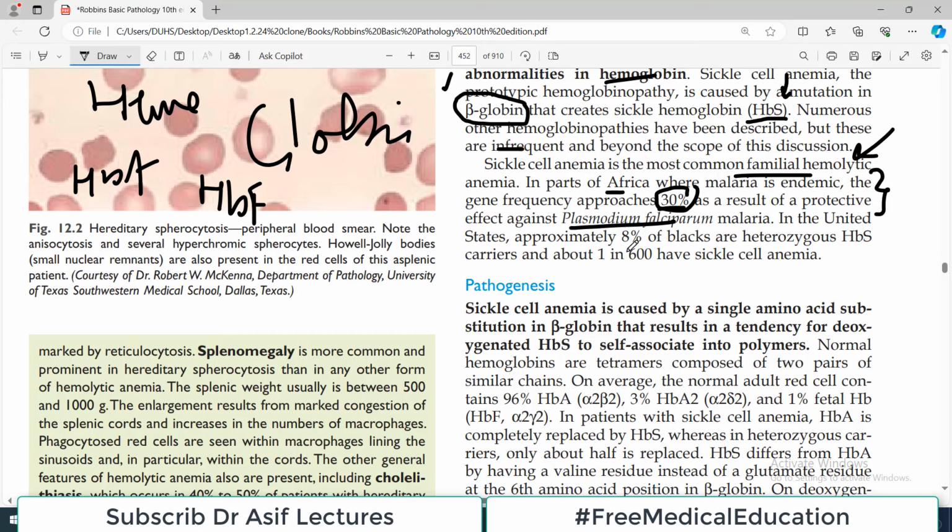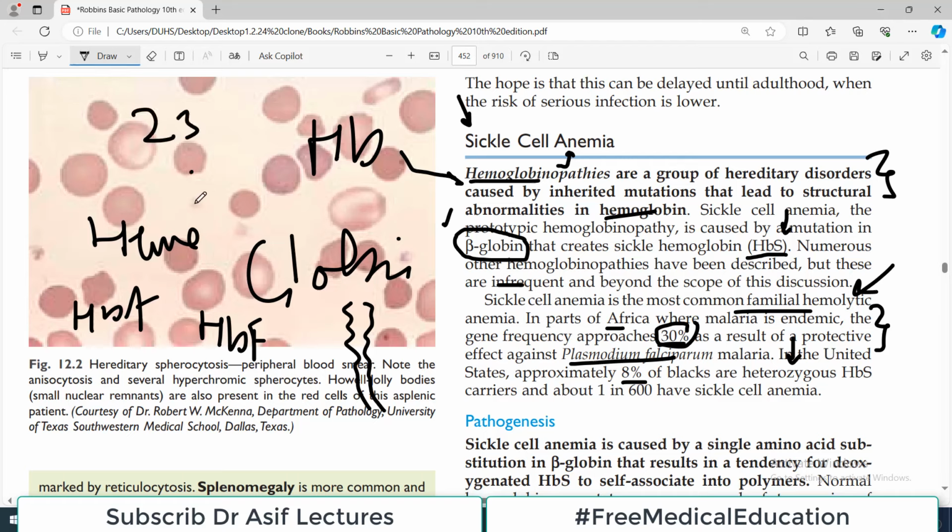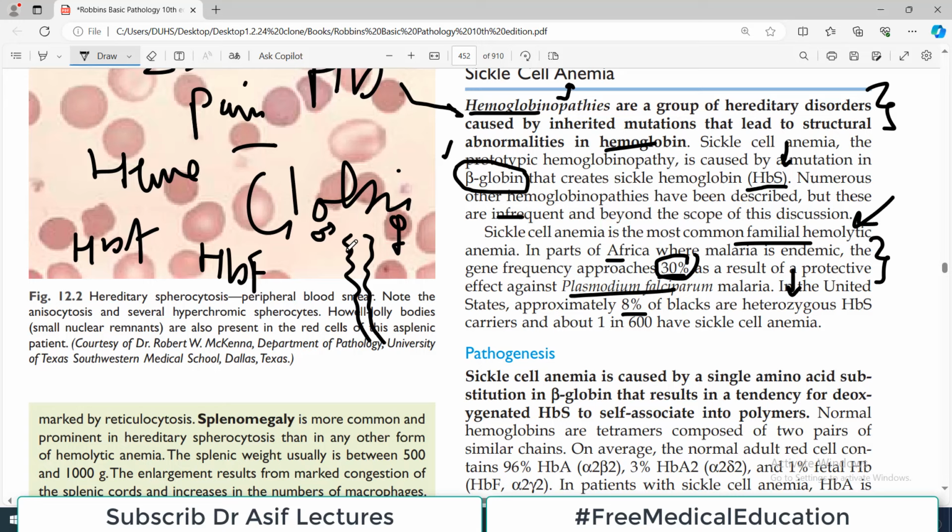In the US, approximately 8% of blacks are heterozygous. यानी कि this concept of heterozygosity. Heterozygosity का मतलब ये है कि for every gene we have, we have one chromosome coming from the father and one chromosome coming from the mother. Such chromosomes we have 23 pairs. तो ये जो 23 pair है उसमें one of the pair is from the father and one of the pair is from the mother. So हर जीन के ये दो आपको लोकाई मिलते हैं, एक पैटर्नल क्रोमोसोम पर, एक मैटरनल क्रोमोसोम पर.